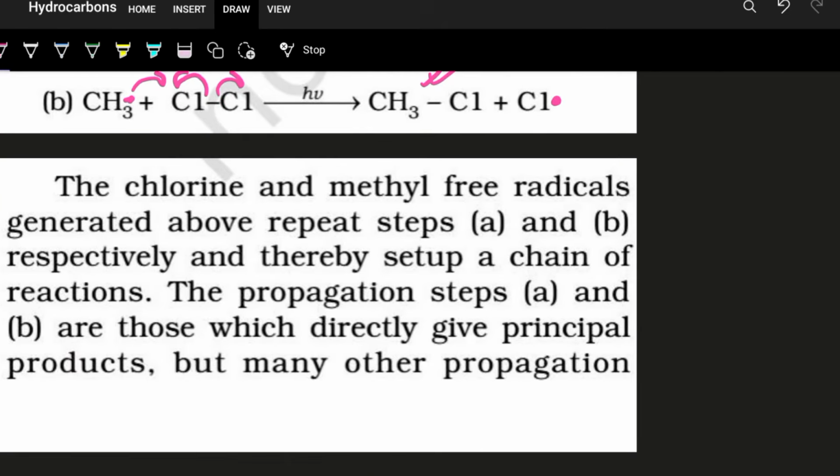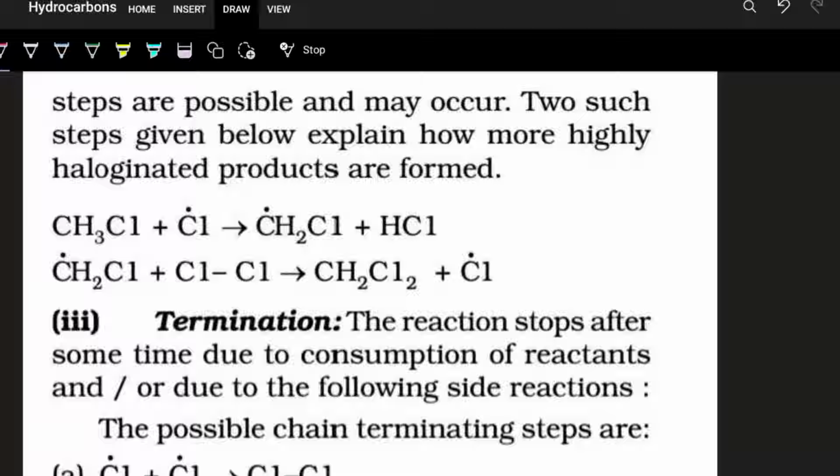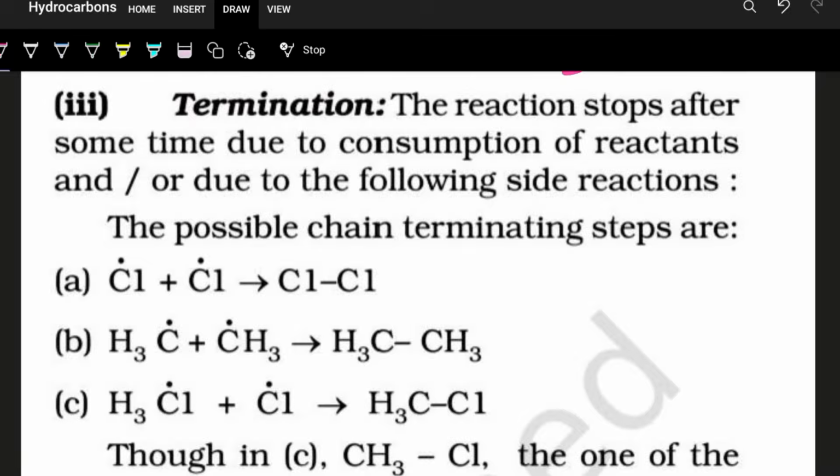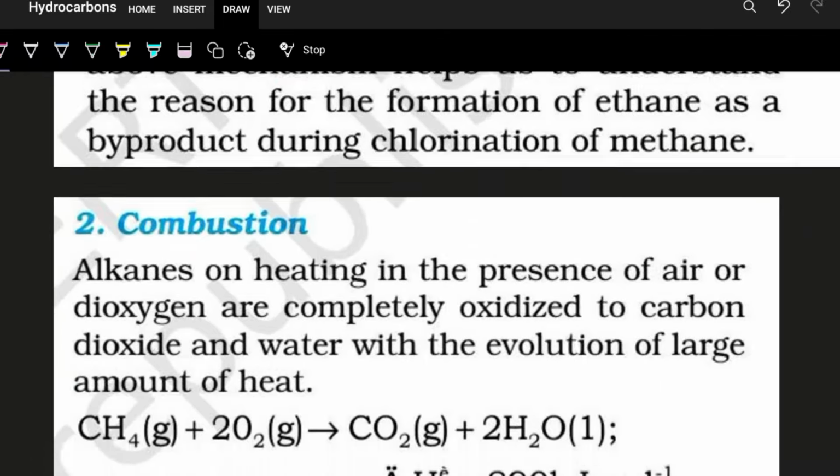Now, the chlorine and the methyl free radical generated above, what happens? It happens in a stepwise manner, and you can see in the propagation step, here we can see CH3Cl plus Cl dot, here again a CH3 dot and a Cl dot. So this happens in a stepwise manner, and you get these products over here. Termination means whichever free radicals you have got, they combine amongst themselves and give you Cl2, CH3CH3, CH3Cl and so on. That is called a termination step.